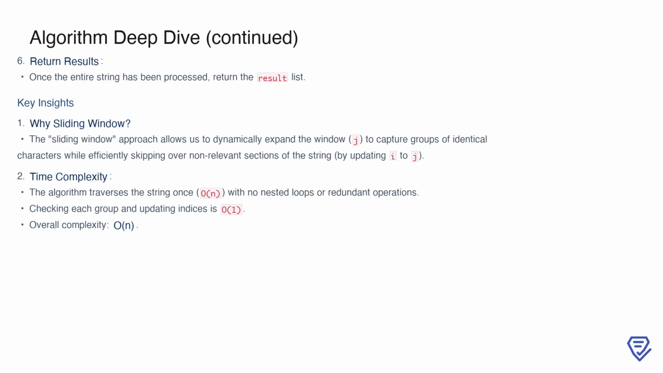The sliding window approach we used is particularly effective here because it allows us to dynamically expand the window as needed while skipping unnecessary sections of the string. Now, let's consider some insights about why this approach works so well. The sliding window mechanism efficiently groups consecutive characters without revisiting or reprocessing any part of the string, ensuring that we only traverse the string once. This results in a time complexity of O(n), where n is the length of the string. Additionally, each operation, such as checking the group length or appending to the result list, is performed in constant time, making the overall algorithm highly efficient.